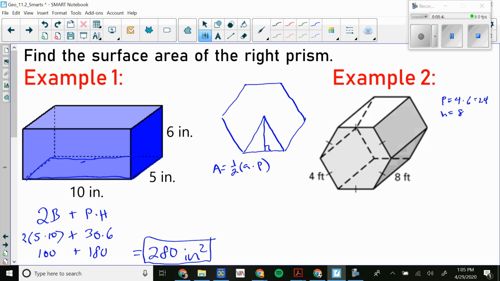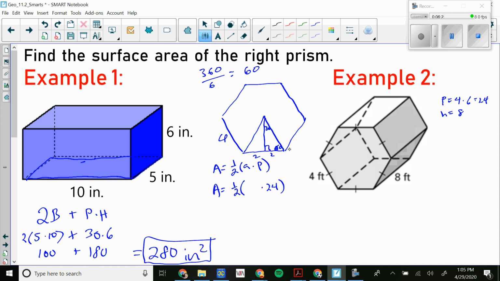Well, we already know the perimeter was 24, so I can say area of this is going to be 1/2 A, we still need, times 24. And to find the A, if this is 4, then each of these sides are going to be 2 and 2. Okay, to figure out this one, you know the central angle. The central angle of this, we're going to do 360 divided by the number of sides, which is 6. 360 divided by 6 is 60. And that makes this a 30, 60, 90 right triangle.